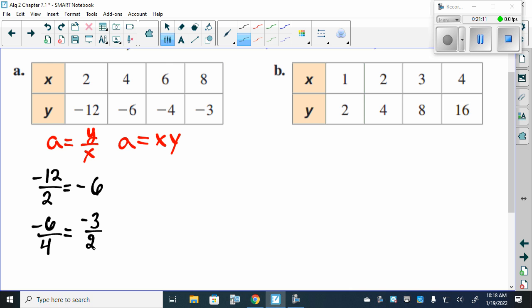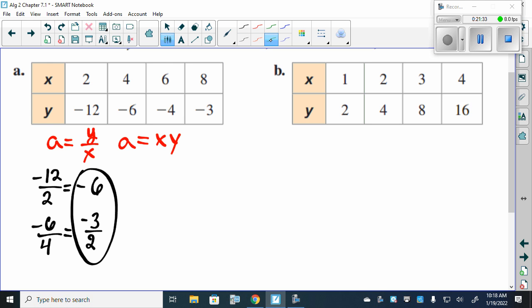Because if this is a direct variation, the value of a should be the same. It should be the exact same across every single term. Well, I already have 2 that are not. So it tells me that this is not a direct variation. So we look at inverse variation.